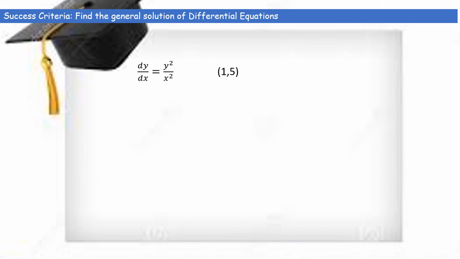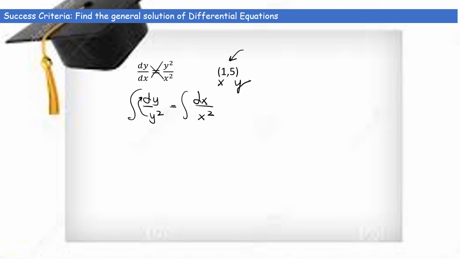Let's do one more question. Here you have to find the particular solution in the given situation when x equals 1 and y equals 5. So let's see how we can solve such questions. First of all, solve for y by integrating the functions, and for that purpose you have to keep all the y on one side and all the x on the other side. You are ready to integrate.